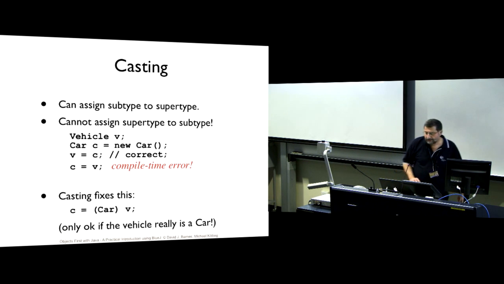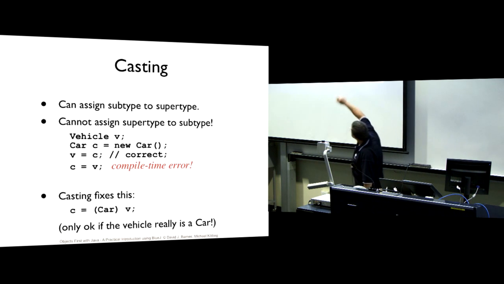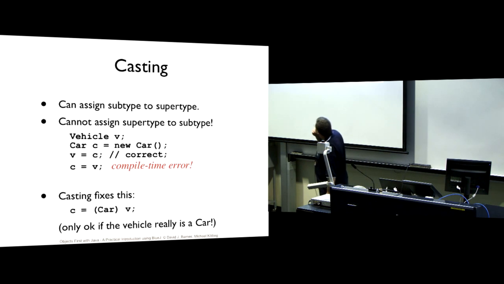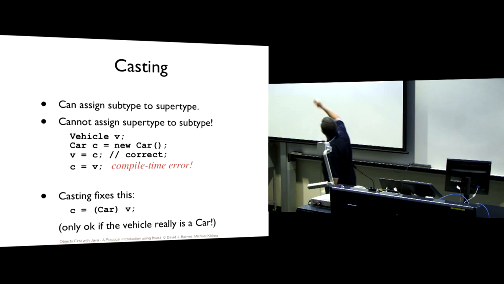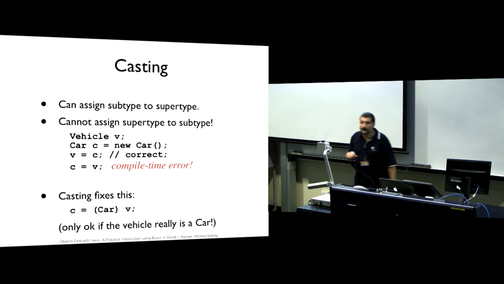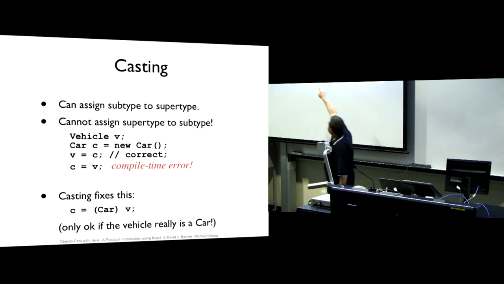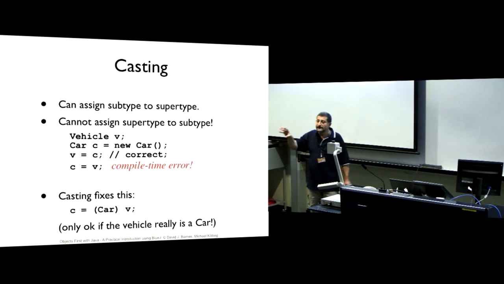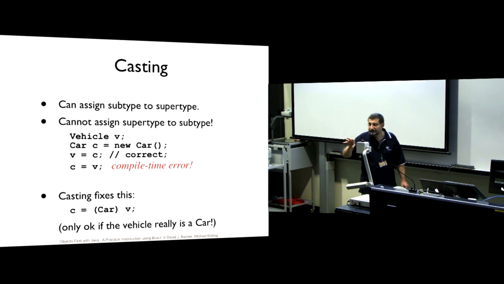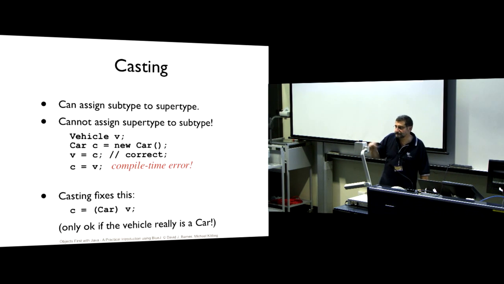Okay, so here's an example where we declare V to be a vehicle again. We declare C to be a car, and we assign it a new car object. And here we've got two assignments. If we assign C to V, that's okay because we're assigning a subclass type to a superclass. Right? V is allowed to contain cars, so assigning C to V is okay.